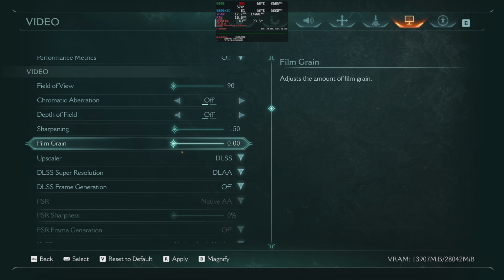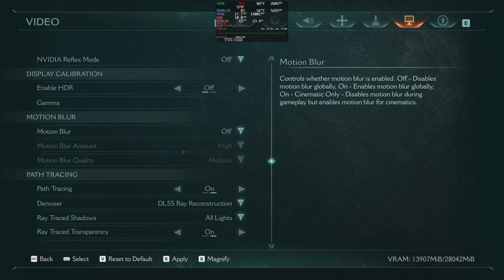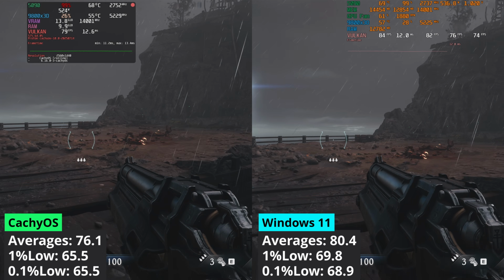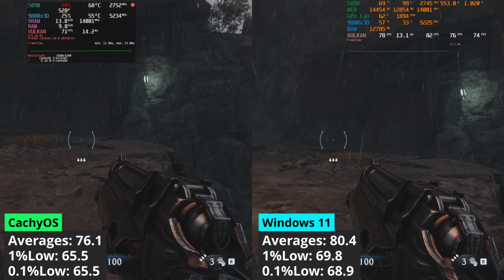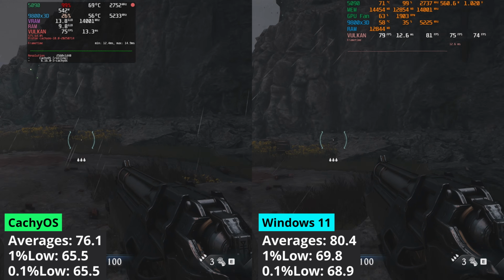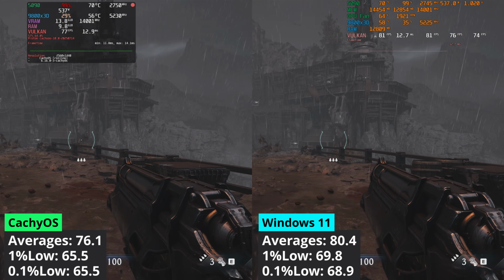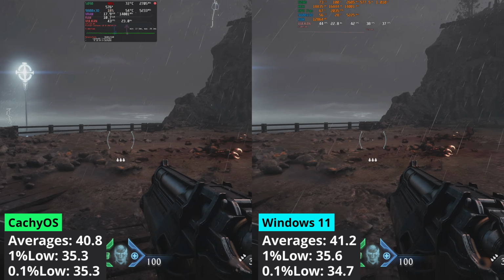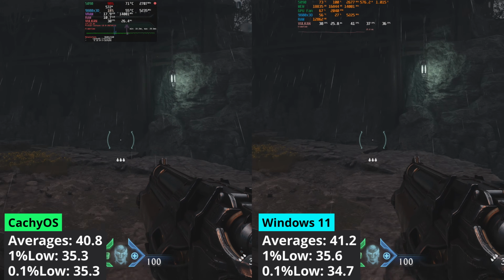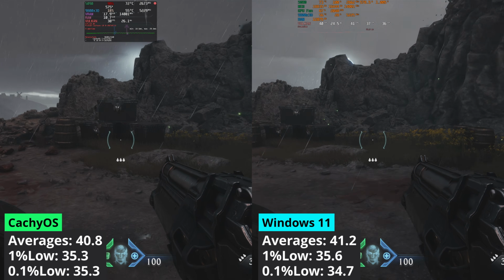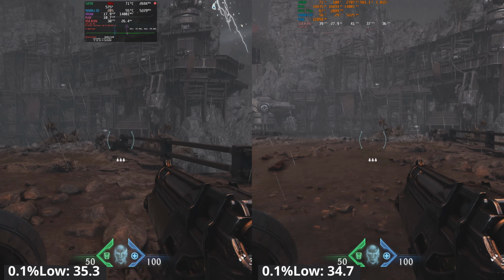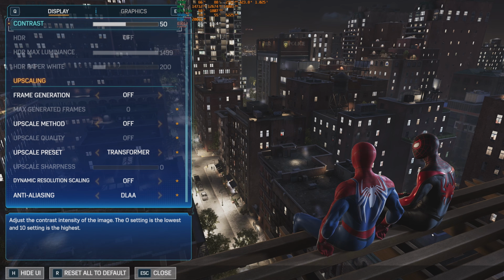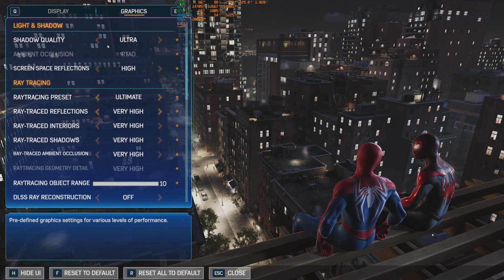Doom: The Dark Ages uses the same IDTech engine as Indiana Jones, and at 1440p with path tracing maxed out, we can see that Windows enjoys a small lead of 4 frames per second for the averages and the 1% low values. This engine is well optimized. Moving to 4K sees both operating systems delivering the same performance. This goes to show that Linux can be on par with Windows if drivers are optimized. These two last games were the only ones that were using Vulkan API, all others used DirectX 12.